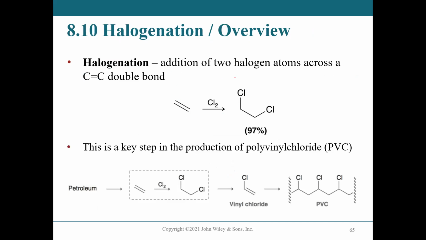Halogenation, addition of two halogen atoms across a carbon-carbon double bond. And we can see this right here. This is a key step in the production of polyvinyl chloride, PVC. You can think of PVC pipes. So we have ethylene, we add chlorine to it, we produce this vinyl chloride, and we get this polymer, PVC.